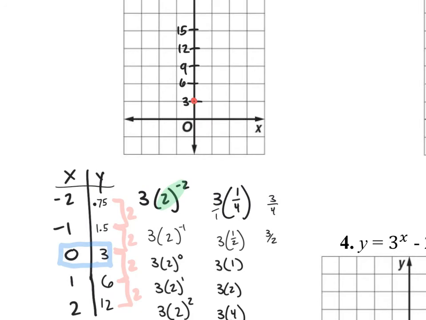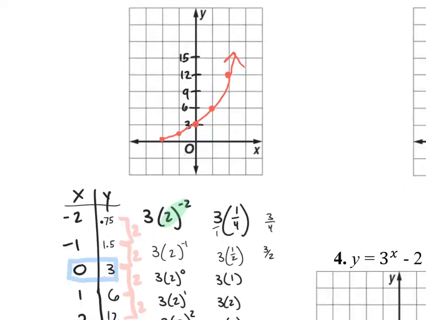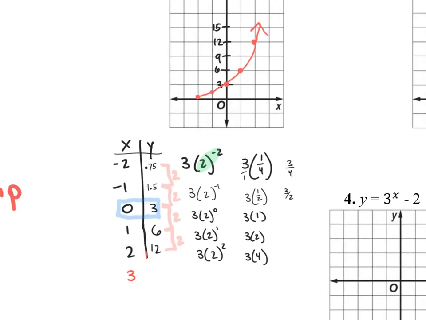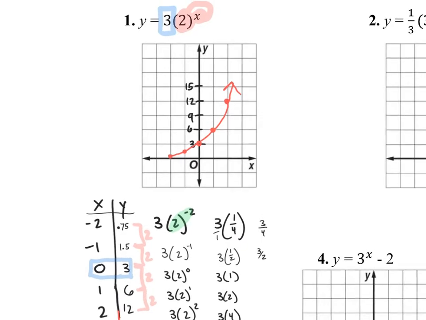So we had (0, 3). We had (1, 6), (2, 12). -1 was at 1.5. -2 is at 0.75. And you can see that curve taking shape. It would start to grow very quick because the next entry on my table would have been (3, 24). If you wanted to add on another spot, it would be all the way up at the top here.